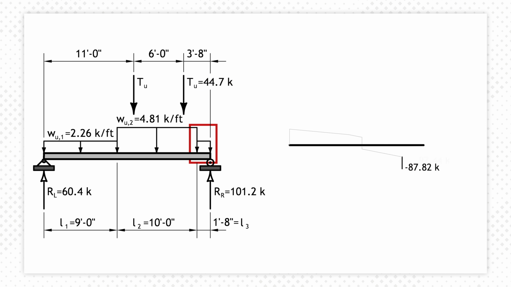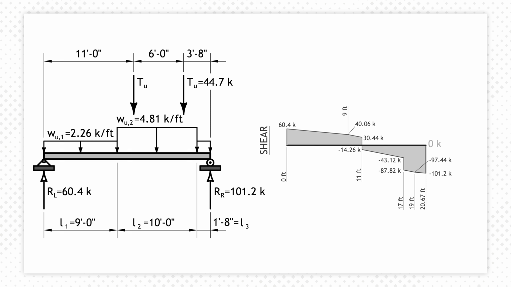Calculating the change in shear from the 2 remaining line loads, we get a resulting shear of negative 101.2 as we arrive at the support. Subtracting this shear from the reaction, we get 0, thereby closing the diagram. If it doesn't close, it means we made a mistake and we need to check our work. Combining these steps, the final shear diagram looks like this.